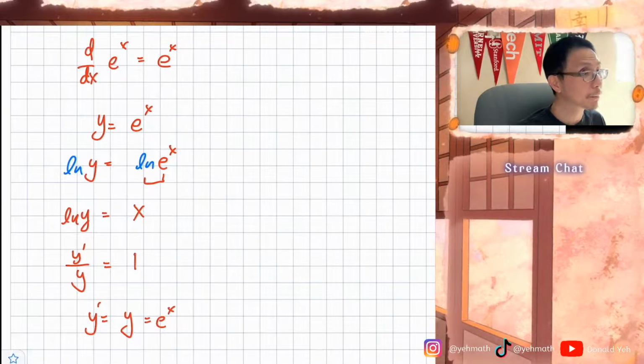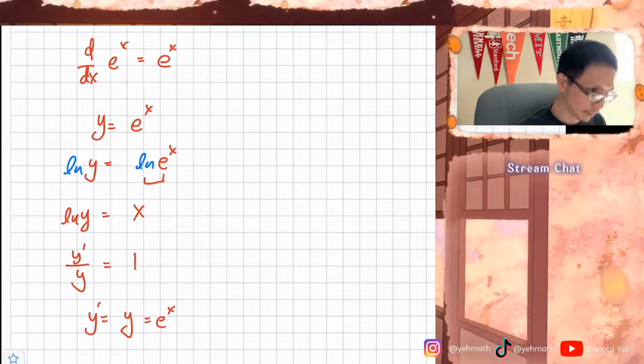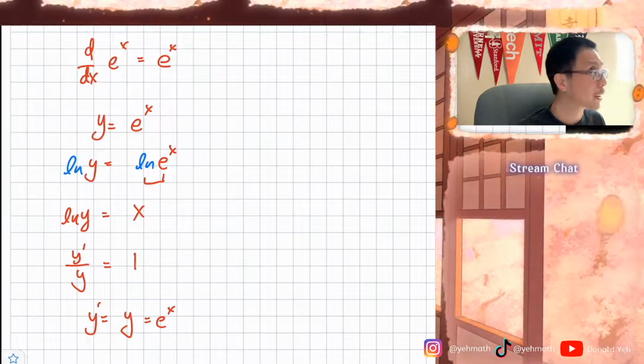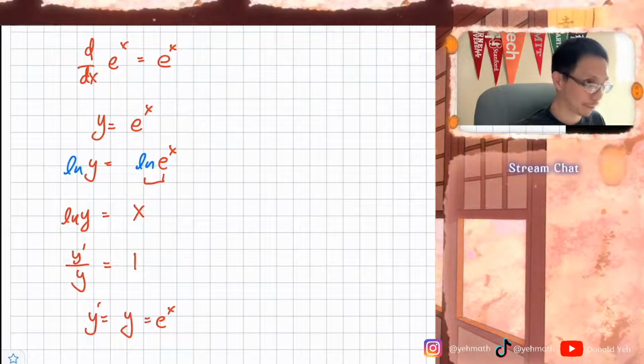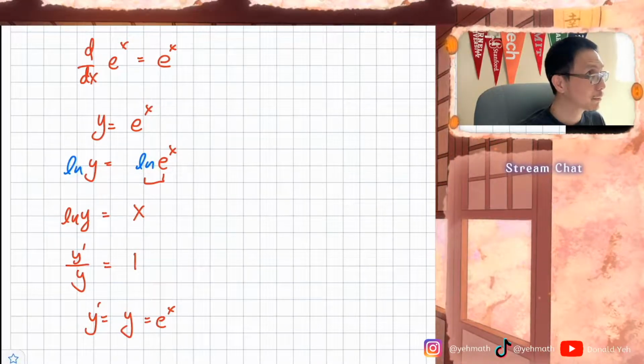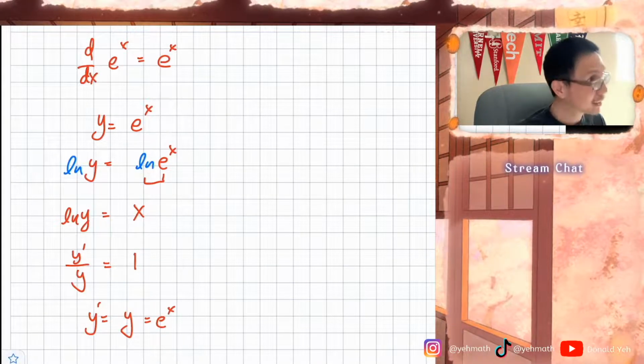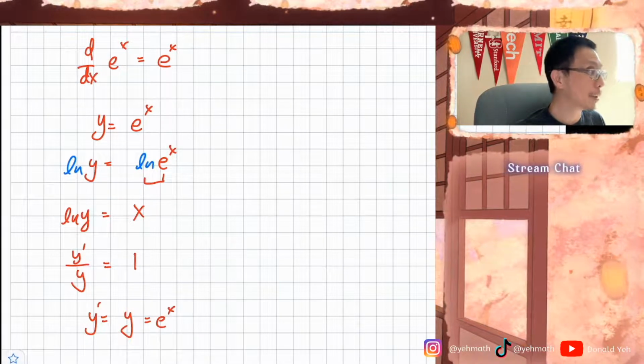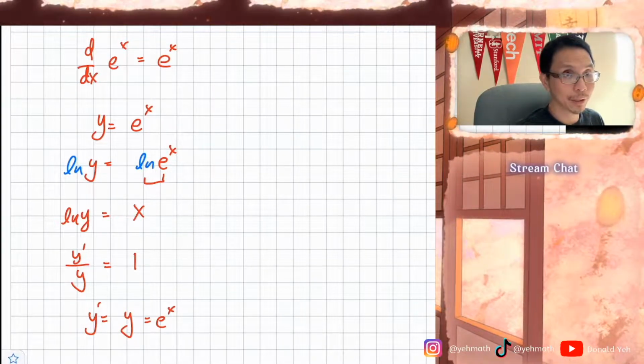Do you guys see that? Because the derivative of x is 1. Genius. Got it? It's actually pretty cool. It's a very simple proof to prove that.